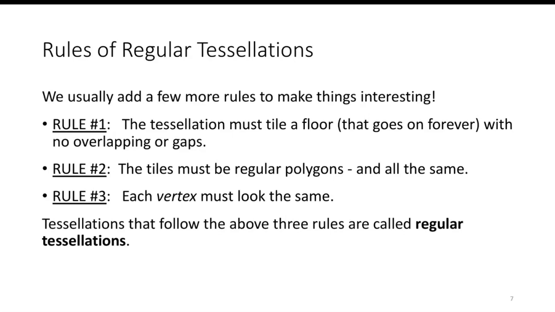And rule number 3 is that each vertex must look the same. So every vertex has the same types of shapes and same numbers of shapes going around it. Tessellations that follow these 3 rules are called regular tessellations.